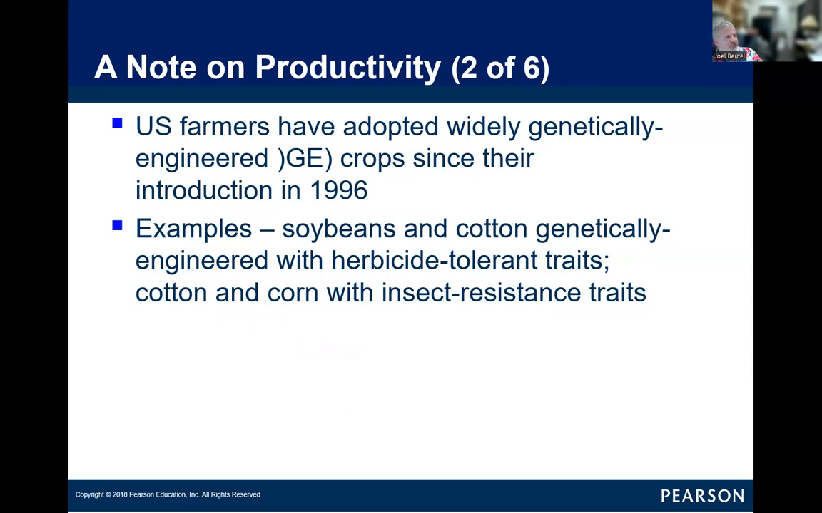So your examples are from the textbook. Soybeans and cotton are genetically engineered with herbicide-tolerant traits. Cotton and corn with insect-resistant traits. And as I said, there's some corn, looking at different varieties of corn, manufacturing corn seed that's more resistant to drought, for example.